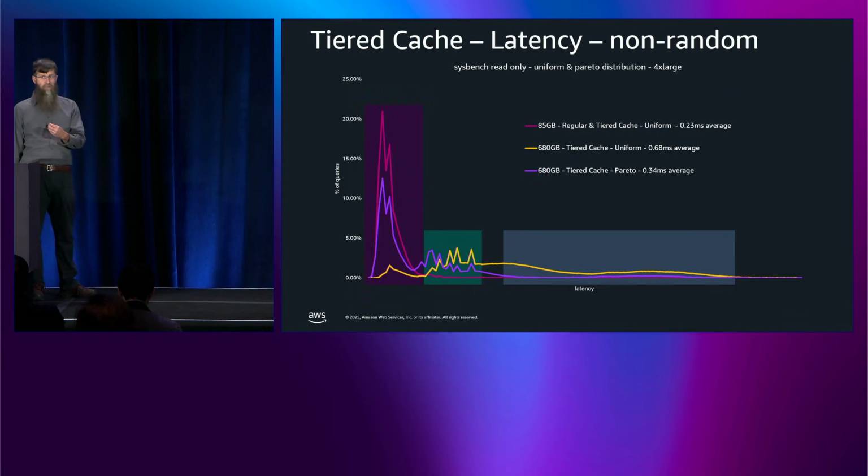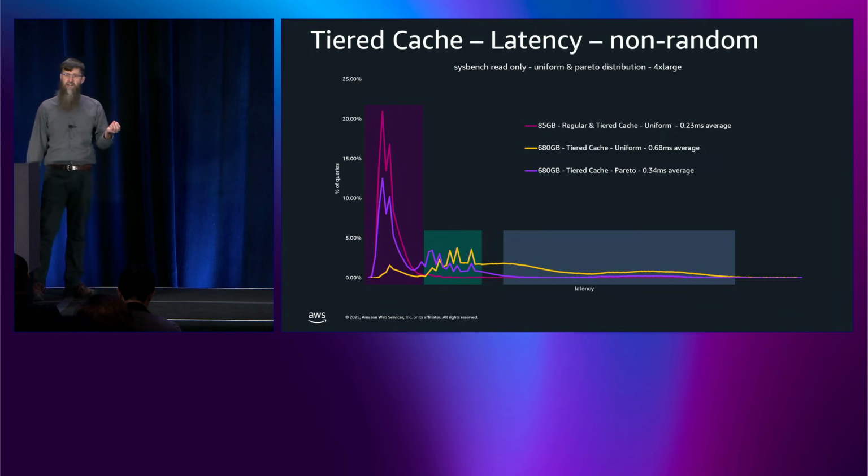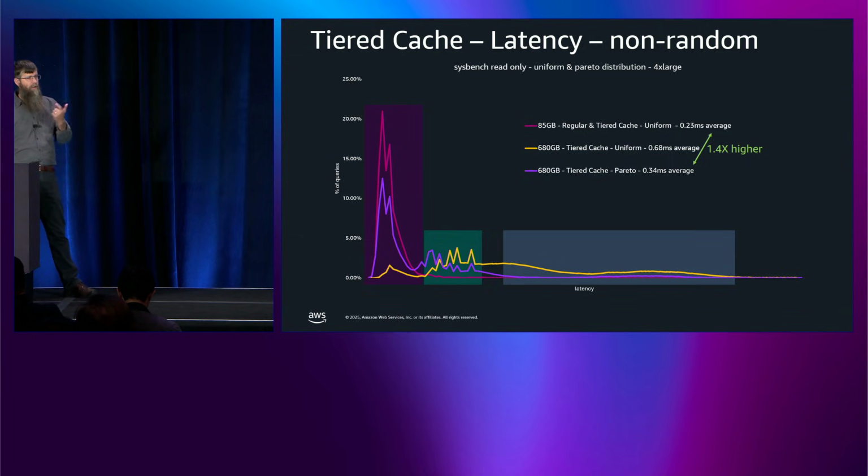But that was a uniform random. So now we're going to look at a Pareto random, something more like what your application probably does. And you can see that it's even better. We have the same set of tests here, tiered cache turned on, and we can see that it's only a 1.4 times latency reduction for that massive test compared to the one that fits in memory for a more reasonable distribution. That's really powerful. Right.